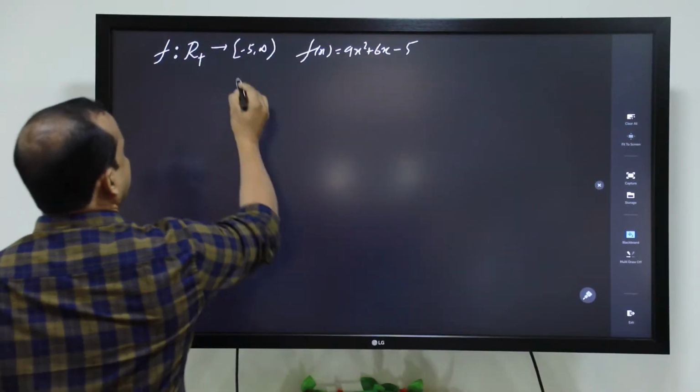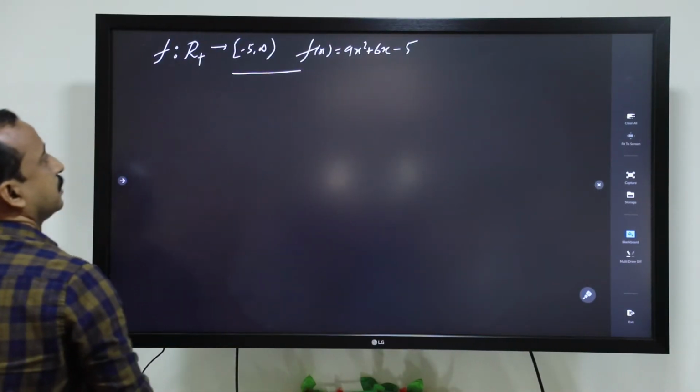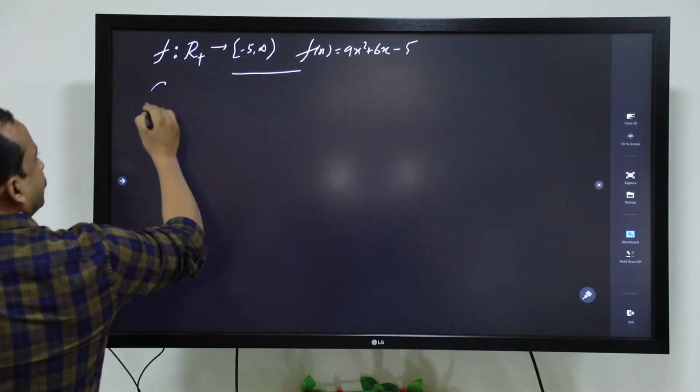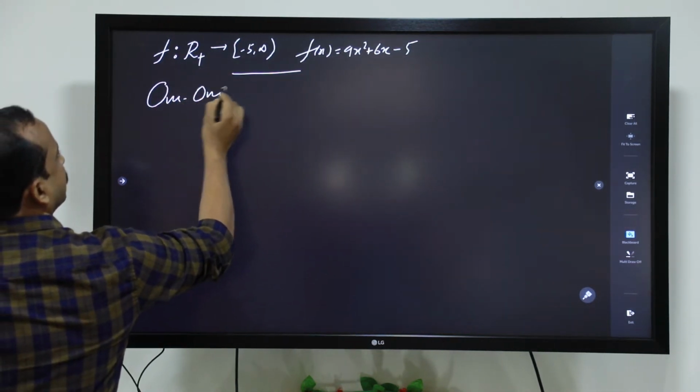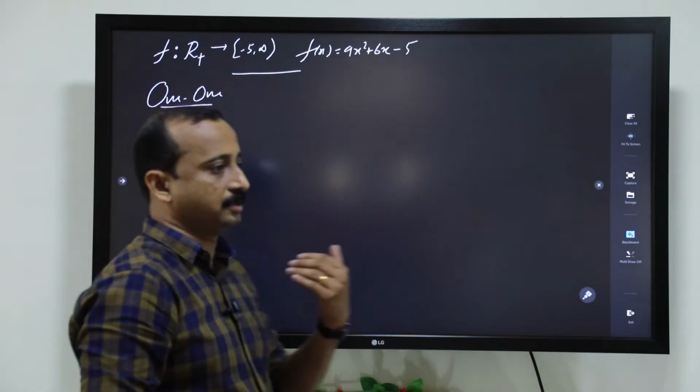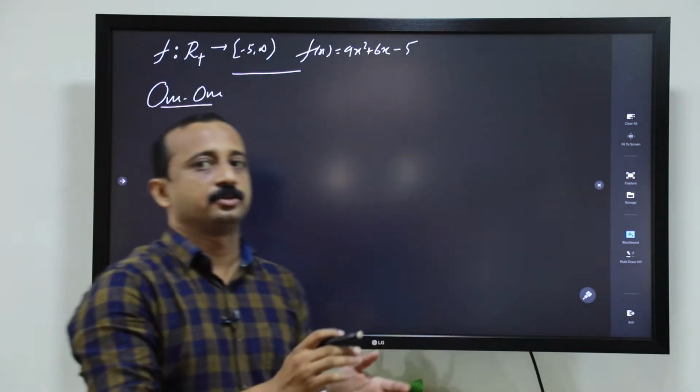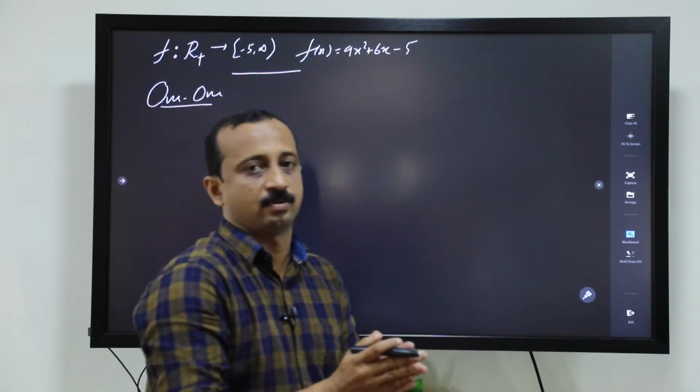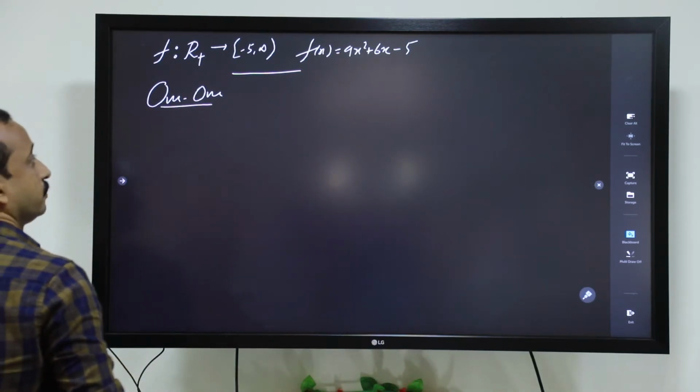Okay. Now start the class. First of all, we have to prove that our function is invertible. You already know, if f is said to be invertible, then we have to show that our function is one-one and onto. First of all, we have to show that our function is one-one.